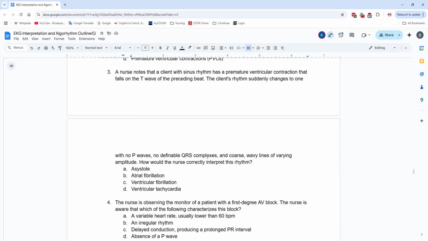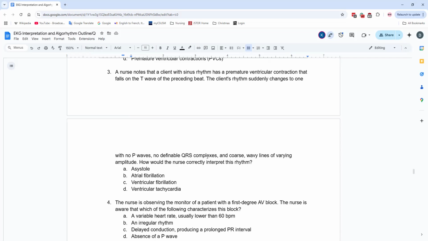This isn't asystole because I can see coarse, wavy lines. Where it gets kind of confusing is when you have that fine V-fib, where you can have slightly little lines and they look just like asystole. This isn't atrial fibrillation because in atrial fibrillation we still have QRS complexes. And then our VTAC is very wide QRS complexes. So we're able to knock some of these out right off the bat just because I could see no definable QRS complexes. So the answer for that one was ventricular fibrillation.